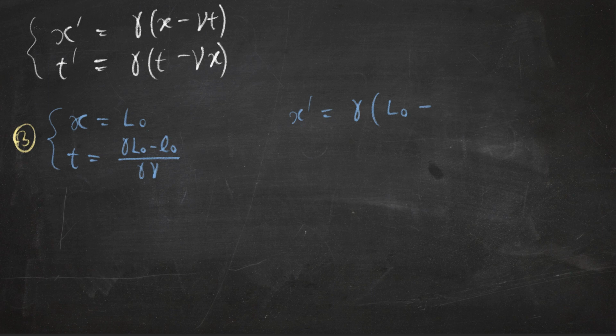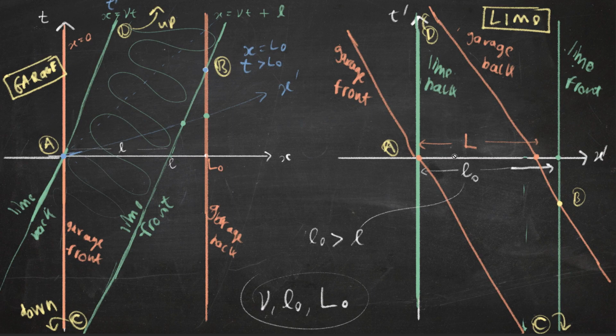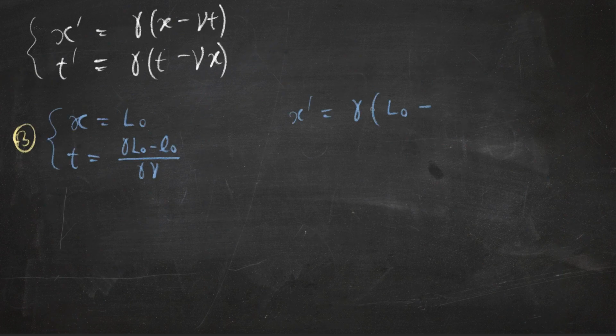Well, we could probably figure this one out just by looking at the geometry of the lines again. Yeah, this should just be equal to the little L naught. That's going to be the proper length of the limo, so the length of the limo in its frame of reference where it's considered at rest. But let's just double check that that's what we're going to get. So we get gamma times x, which is big L naught, and then minus v times the little t, which is going to be this lot here. So you get gamma L naught minus little L naught, and then divided by gamma v. The v's are going to cancel here.